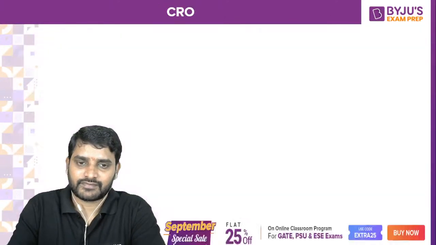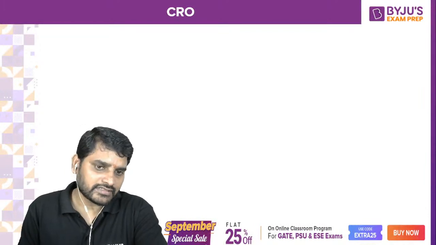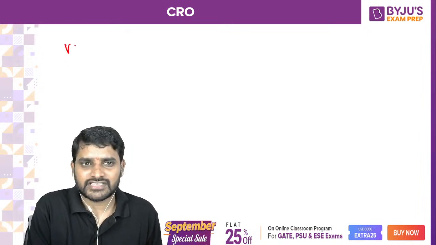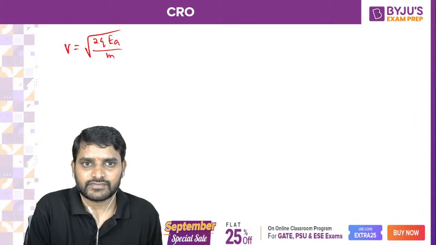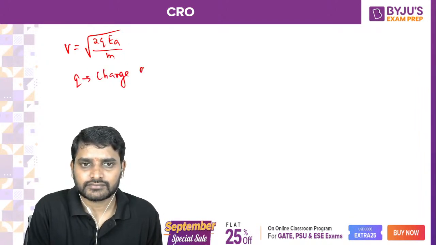Right. So this is all about CRO. I have some formulas. Sometimes I'll ask you the formulas here. Velocity of electron is fine. It is the square root of 2q into EA divided by m. Q is the charge of electron. M is the mass of electron.